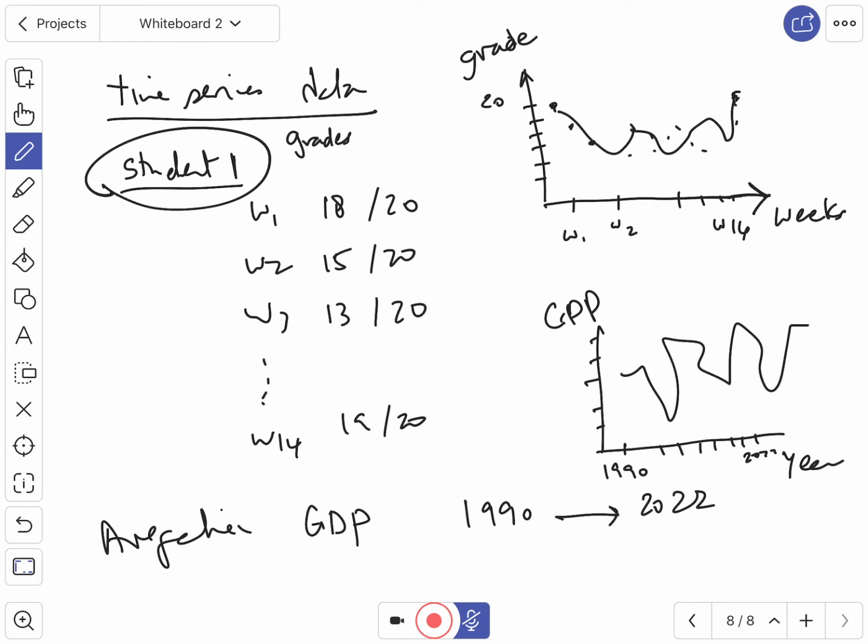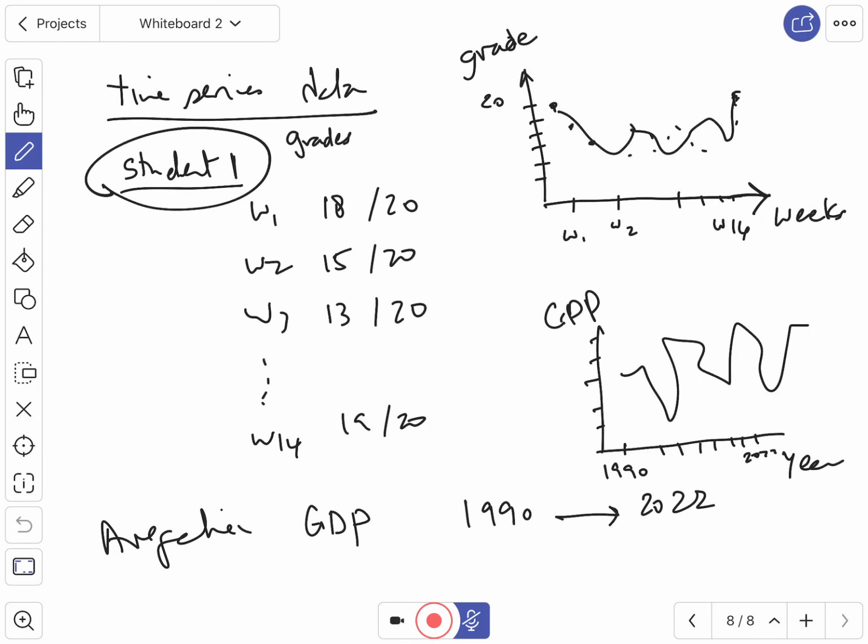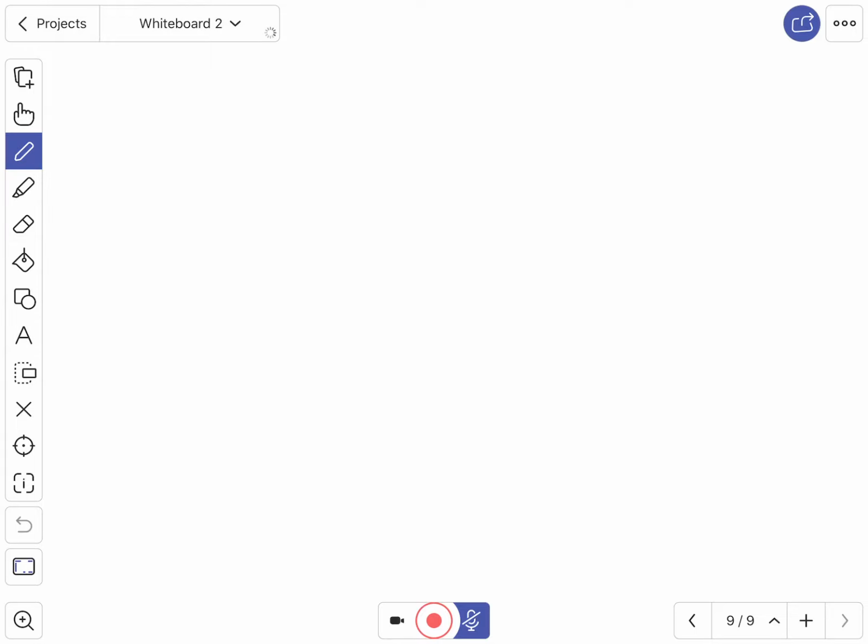Finally, when you combine cross-section with time series, you get a panel model. So, panel data. Panel data is just a combination of the two. It consists of multiple entities observed over two or more time periods, or observed over multiple points in time.